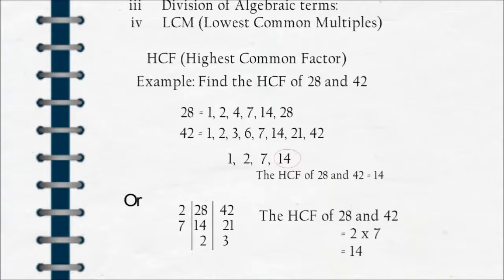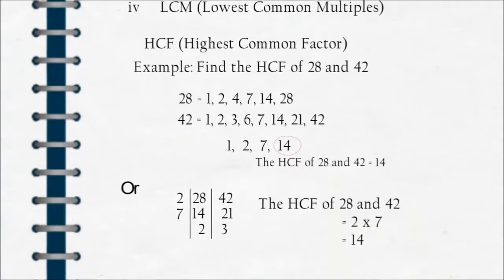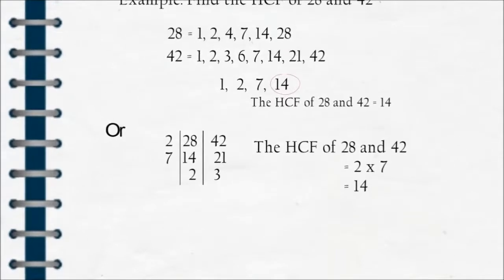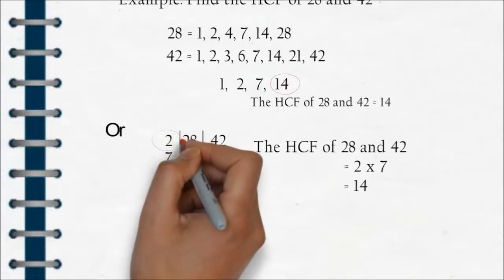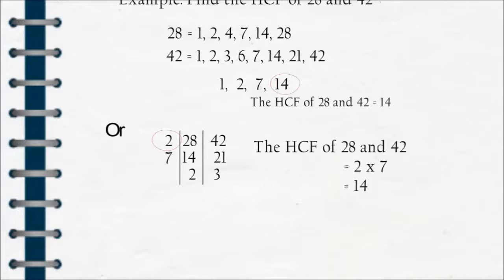Alright, so we must bear these differences in mind. In LCM, we're looking for the lowest common multiple. So we're dealing with the multiples of those numbers. While in the case of the HCF, we're looking for the highest common factor. Which means before you divide that number by any of the factors, that factor must be common to both numbers. For instance, like we just did with 28 and 42, we used 2 because 2 is a common factor to 28 and 42. And then we went on to use 7 because 7 is a common factor to 14 and 21.